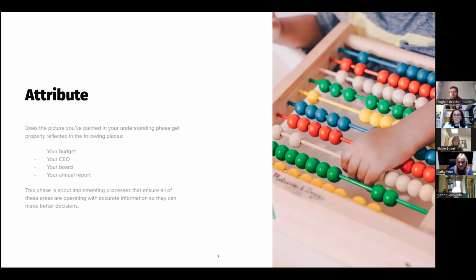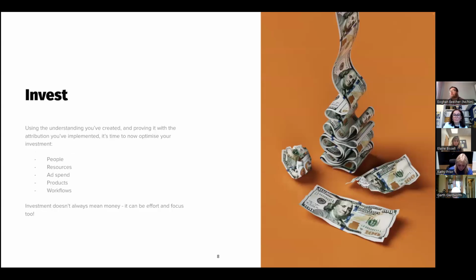Once that's happened, once you've got an understanding yourself and you've found a way to attribute it, then you can go into an investment phase. Now, investment doesn't always mean money. Not every organization has money to burn. Organizations of all sizes should be able to work with these types of strategies. Investment can mean money, it can mean people, it can mean resources, it can even mean you as an individual, your time.